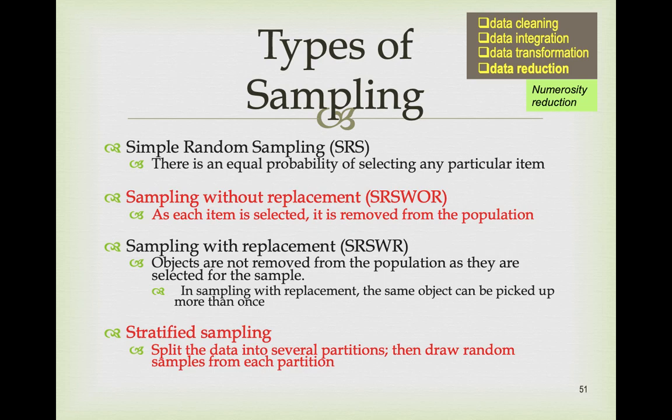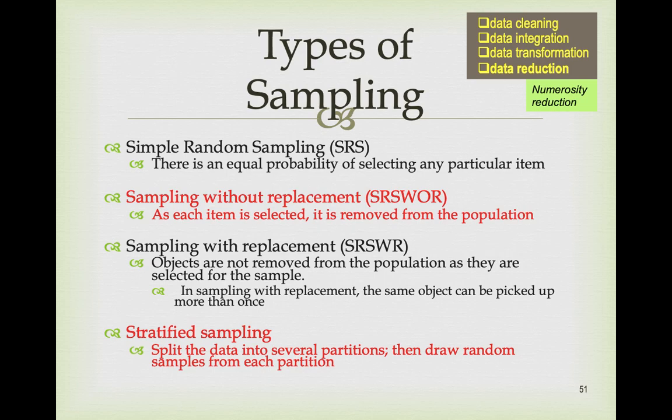We also have a type of sampling, simple random sampling (SRS), where there is an equal probability of selecting any particular item. Sampling without replacement, or SRSWOR: as each item is selected, it is removed from the population. We can also have sampling with replacement, or SRSWR: objects are not removed from the population as they are selected for the sample.